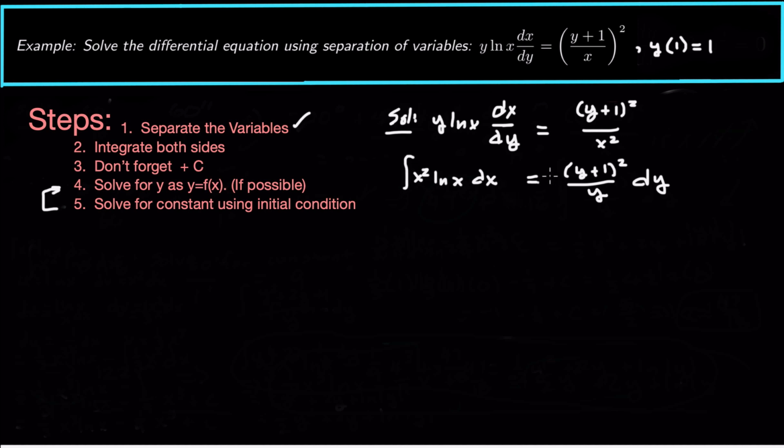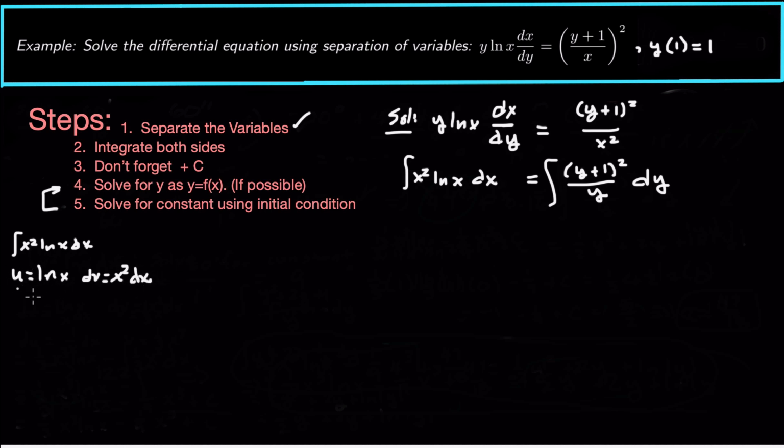Now what we have to do is integrate. So on the left, I need to integrate with respect to x. On the right, I need to integrate with respect to y. So I've got a little bit tougher integral here. This is the integral of x squared natural log x dx. And how do we integrate that? Well, we need to integrate this using integration by parts. So I'm going to use u equals natural log x and dv equals x squared dx.